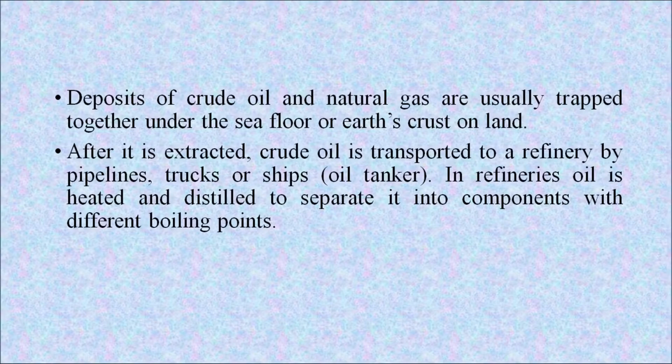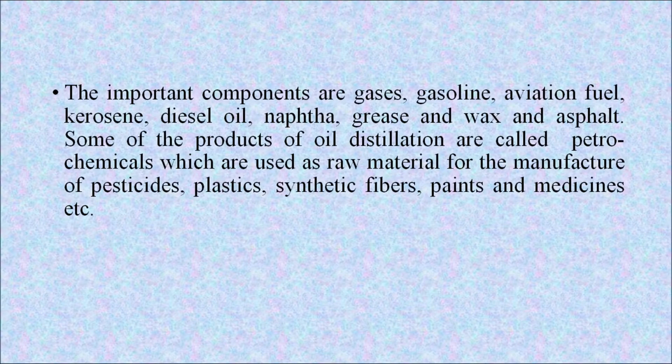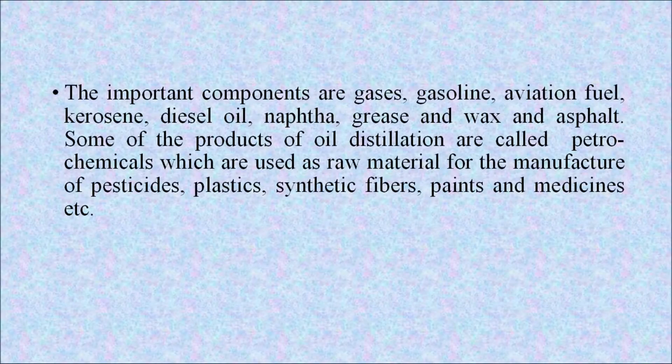After it is extracted, crude oil is transported to a refinery by pipelines, trucks or ships. In refineries, oil is heated and distilled to separate it into components with different boiling points. The important components are gas, gasoline, aviation fuel, kerosene, diesel oil, naphtha, grease and wax, and asphalt. Some of the products of oil distillation are called petrochemicals, which are used as raw material for the manufacture of pesticides, plastics, synthetic fibers, paints and medicines.